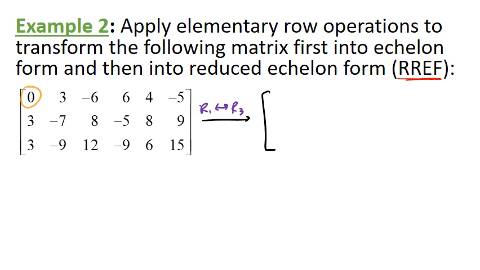There are a lot of entries in here, so when you are interchanging these, make sure that you check and double check your work. So we get 3, negative 9, 12, negative 9, 6, and 15. Row 2 remains the same. And then row 3 becomes row 1.